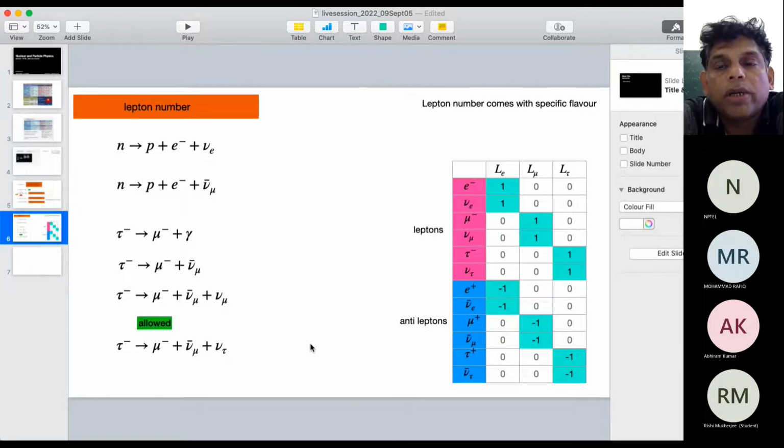For muon and muon neutrino, it is L mu which is equal to 1. So L mu and Le have to be separately conserved. Okay, so that is one thing which you have to keep in mind.